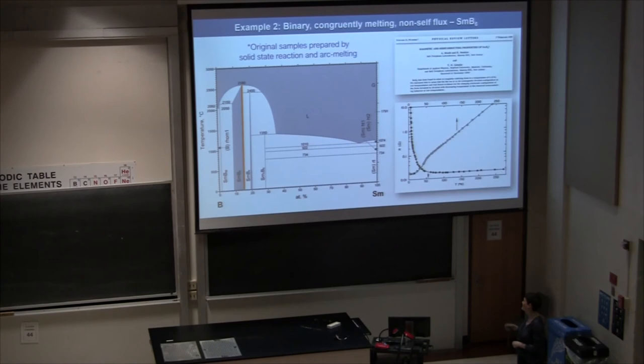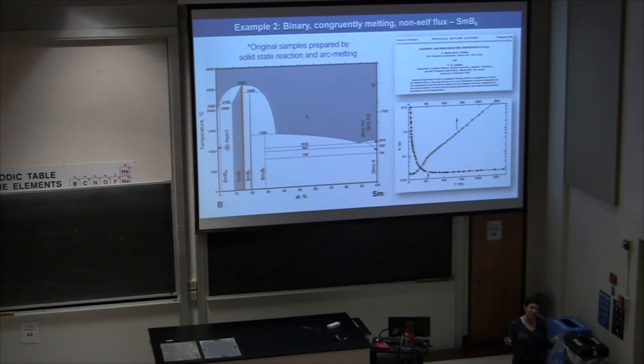Okay. Our second example is a congruently melting material, samarium hexaboride. I have to admit, before last year's FQM meeting, I didn't know all that much about samarium hexaboride, but last year the concluding workshop at the end of the meeting was focused on this material. One of the things we heard about all day, again and again, was this issue of sample quality. There are two types of crystals of samarium hexaboride: the flux crystals and the floating zone crystals. They both have issues, and the question really is, which issue is preferable in terms of studying the physical property?